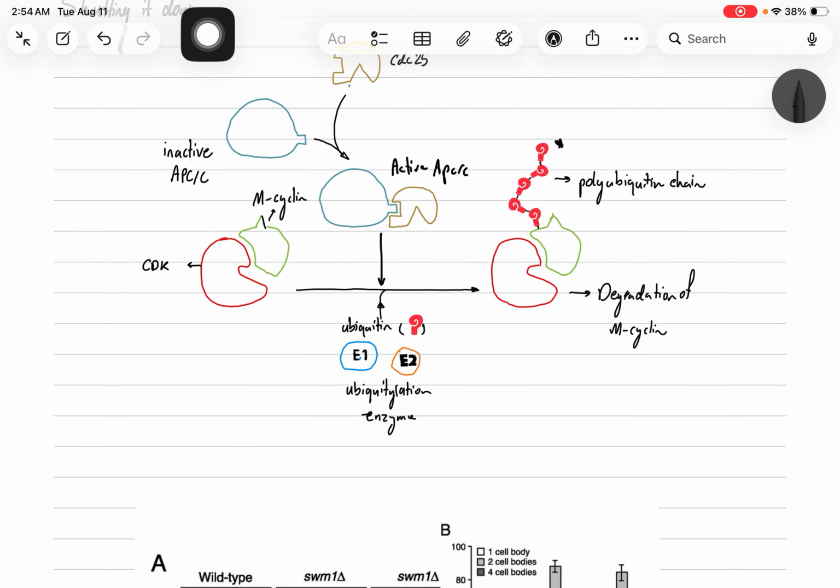Now, we talk about the M-CDK. Once M-cyclin gets degraded, M-CDK activity collapses, and that's what allows the cell to complete mitosis. Sister chromatids can separate, and cytokinesis can begin. APC is required for the metaphase to anaphase transition.